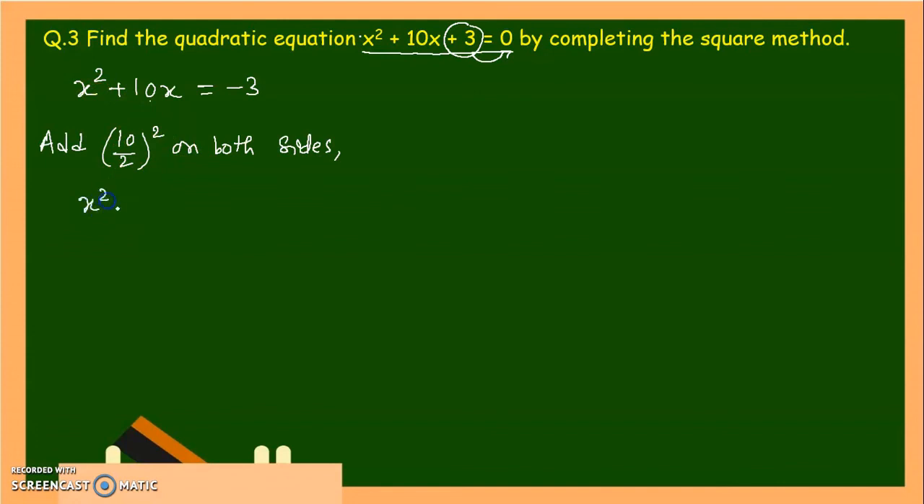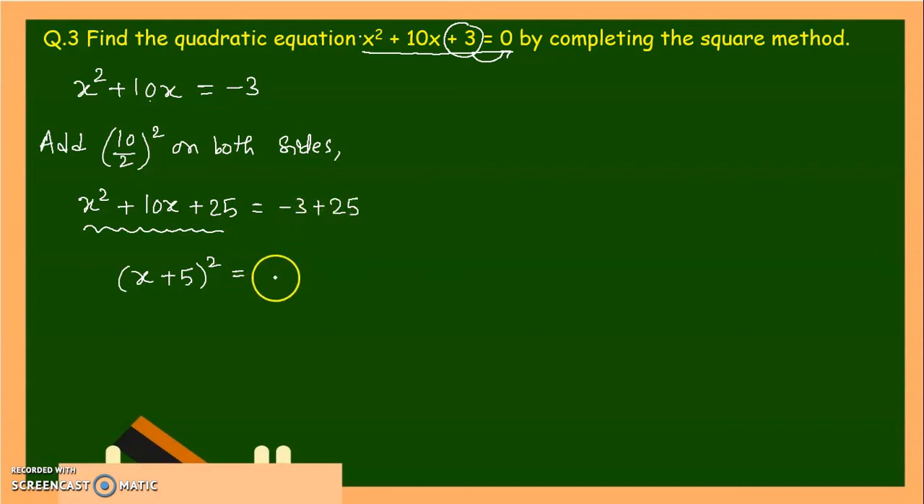So we will add 25 on both sides. So here this becomes x square plus 10x plus 25. So we can write this as x plus 5 whole square equal to this side minus 3 plus 25. That will be equal to 22. So we will solve this equation for the value of x.